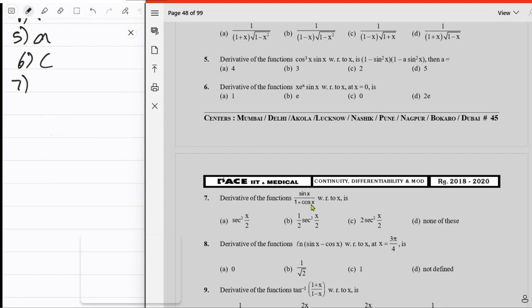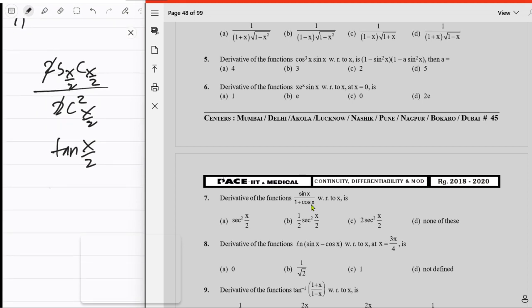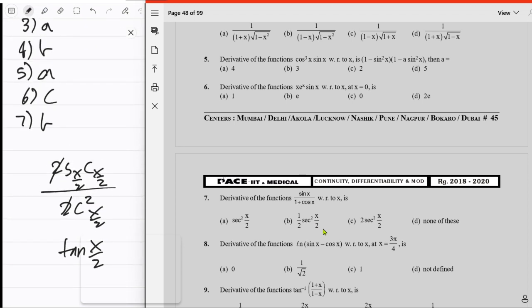So this will be 2 sine of x upon 2 cosine of x upon 2 upon, this thing is just 2 cosine square of x upon 2. So this cancels, it's just tan of x upon 2, right? Derivative of this guy will just be 1 upon 2 secant square of x upon 2, right? So that is going to be b. 1 upon 2 because of chain rule.